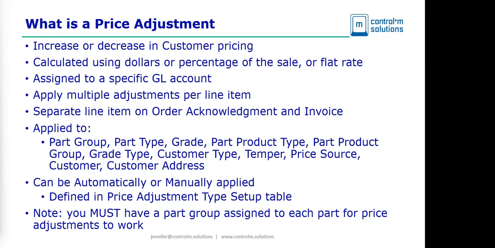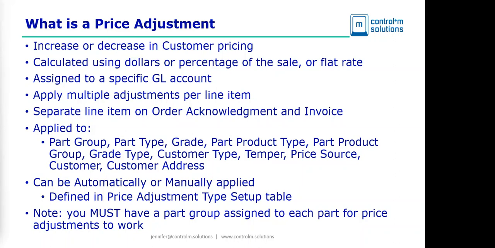Price adjustments are used to increase or decrease the price to your customer. They can be set up as a percentage, a dollar amount, or a flat rate. Each price adjustment record is required to have the GL account number assigned to it. You are able to add multiple adjustments to each order line. The adjustments can print on your order acknowledgement, Forma Invoice, Commercial Invoice, and AR Invoice as separate line items.